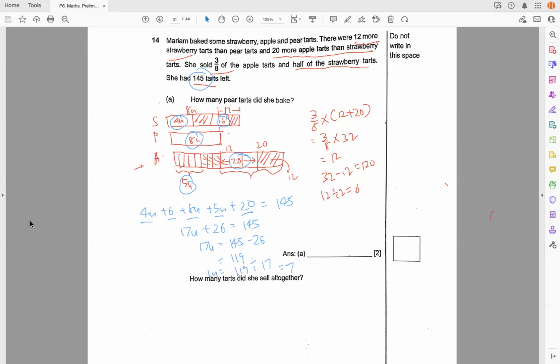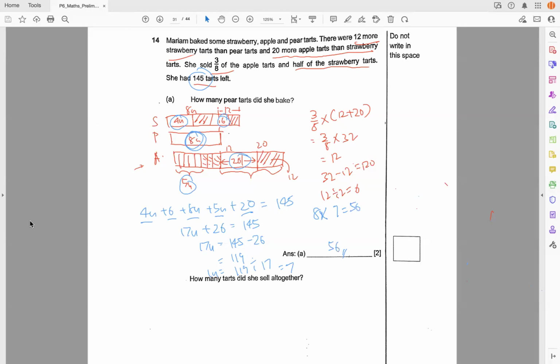Now let's look at, what's the question? How many pear tarts did she bake? 8 units. So it's 8 times 7. 8 times 7, 56. Answer is 56.